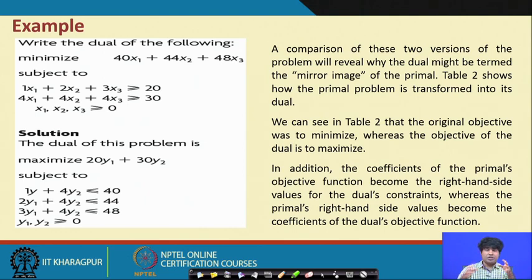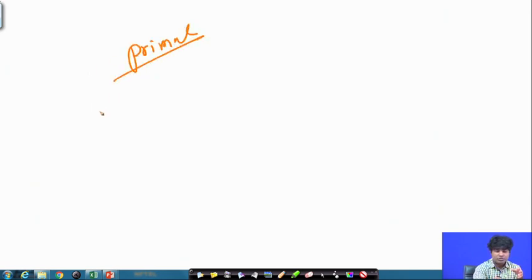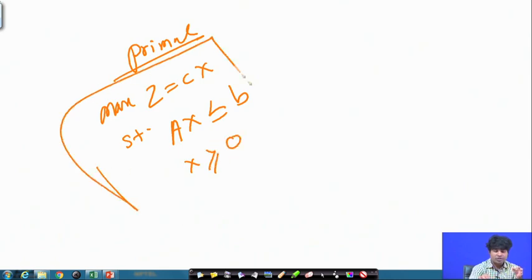Once we start with an example, then we can effectively address the issue. So let us start with the first, the primal structure. In the primal structure, let us set the objective function: maximize Z equal to CX, subject to the constraints AX less than or equal to B, and X greater than or equal to 0. This is the first LP, linear programming problem, and we call it the primal problem.